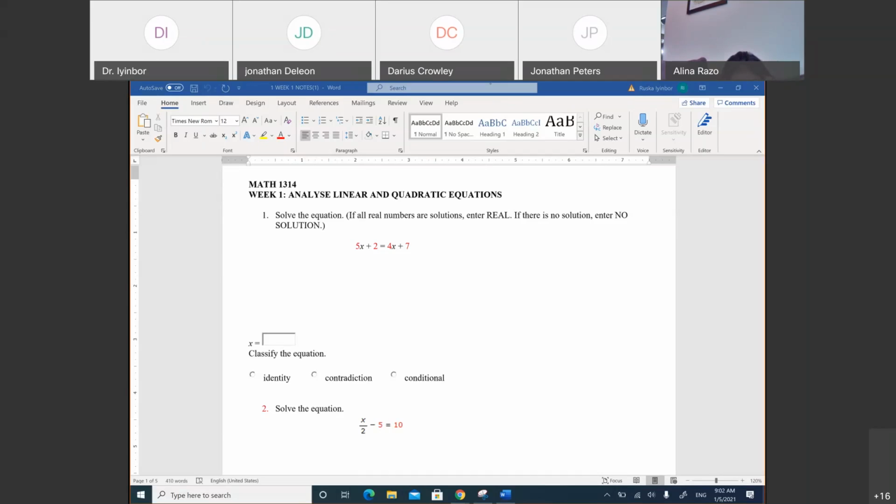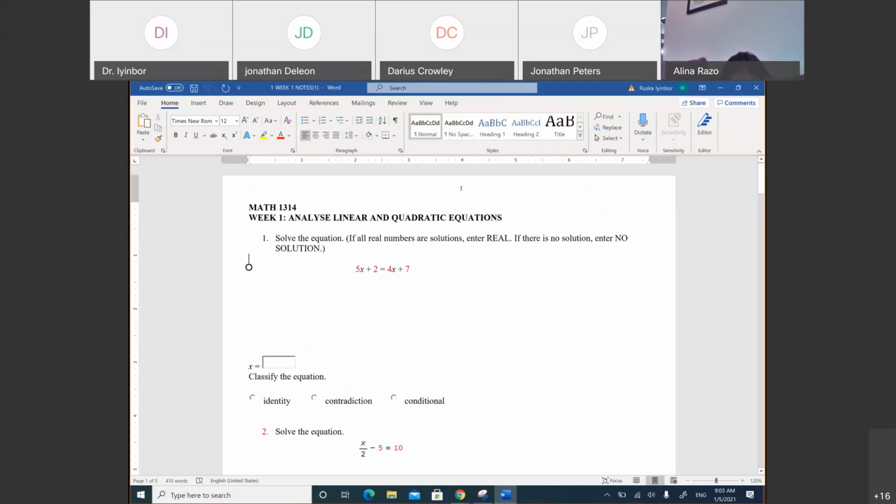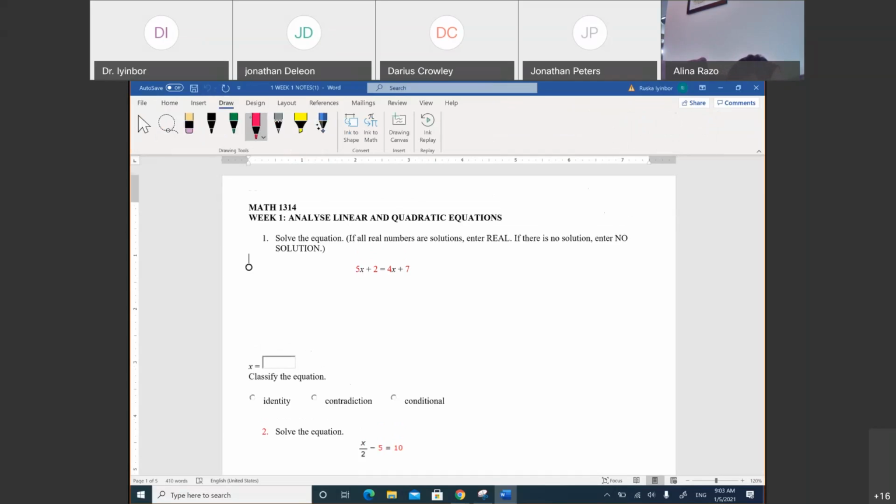So first, how do you know if you have an equation? An equation is something which has two sides and an equal sign in the middle. So an equation is something equals something else. Looking at this example, you have 5x plus 2 equals 4x plus 7. So that's an equation. Number 2, I have x over 2 minus 5 equals 10. So you have two sides and an equal sign in the middle. The equal sign in the middle tells me I have an equation.